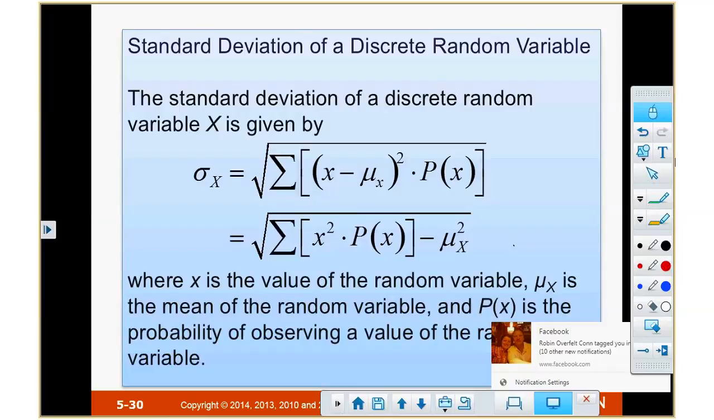Now, hopefully, you will look at it and say, okay, I can handle that. X squared, that means we square it. P of X is the probability, and then we subtract the mean squared. That's what you should be saying in your head. And hopefully, I use the second one, okay? There are two different formulas. I use the second one, the one on the bottom.